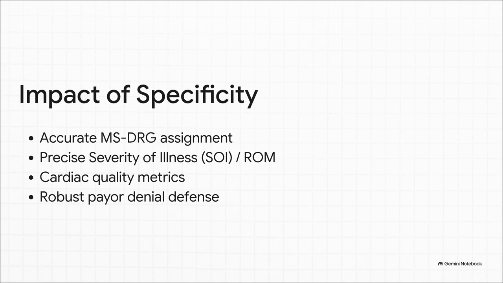Differentiating a true STEMI or NSTEMI from demand ischemia or chronic myocardial injury dramatically impacts everything. For instance, a type 2 MI acts as a major complication or comorbidity, an MCC. That classification drastically shifts your MSDRG assignment and your risk-adjusted mortality models. Non-ischemic myocardial injury simply does not carry that same weight. Validating the exact diagnosis ensures precise severity of illness and risk of mortality scores, keeps cardiac quality metrics accurate, and builds an ironclad defense against those crippling payer denials.